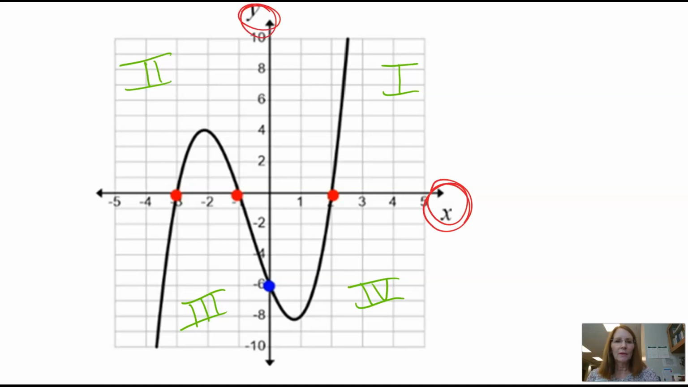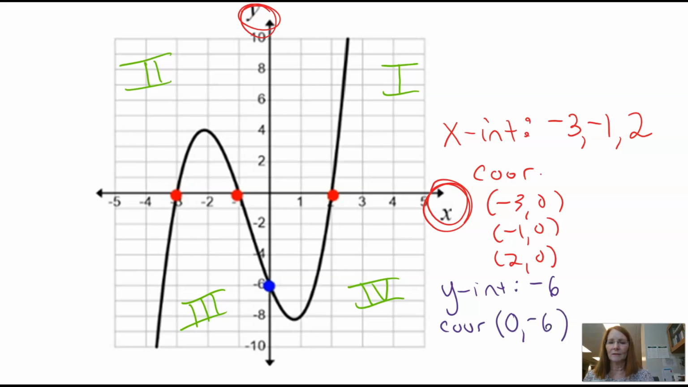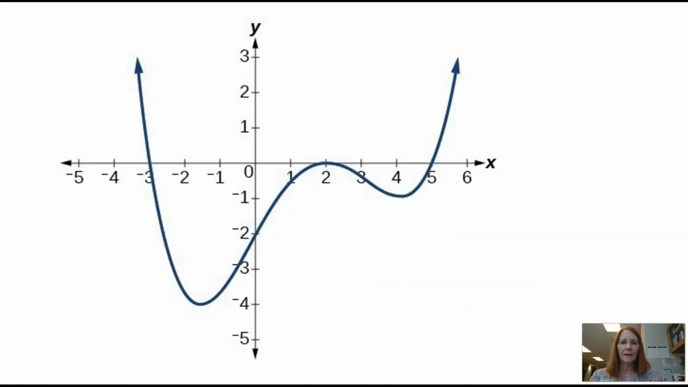And so the 3 red dots are the x-intercepts. So the x-intercepts are -3, -1, and 2. The coordinates of the x-intercepts are (-3, 0), (-1, 0), and (2, 0). The y-intercept is -6, and the coordinates of the y-intercept are (0, -6). So take a look at this graph and answer the questions about this graph.